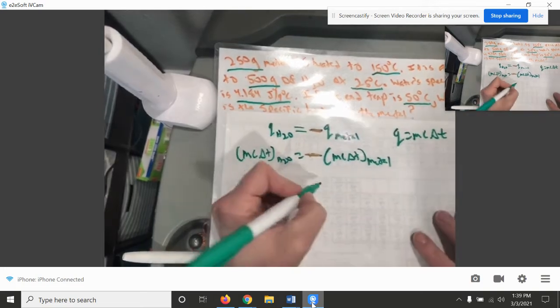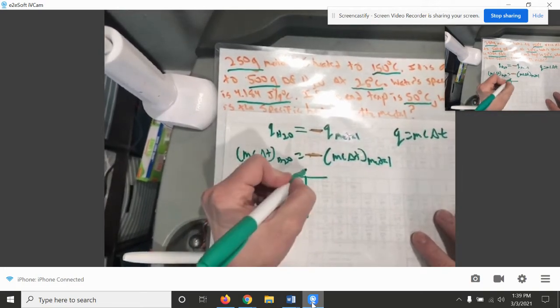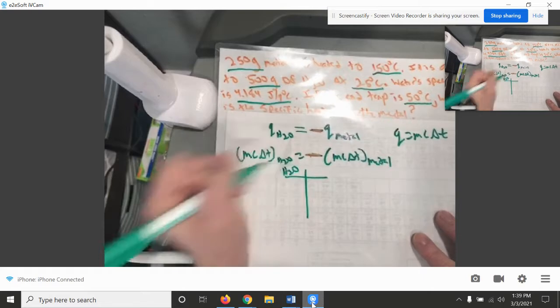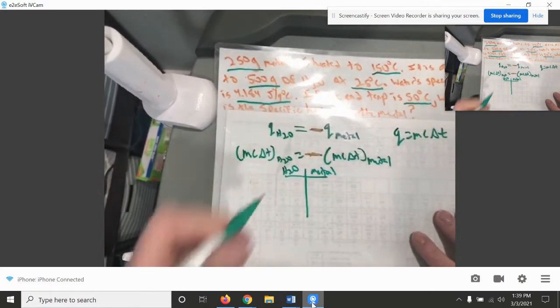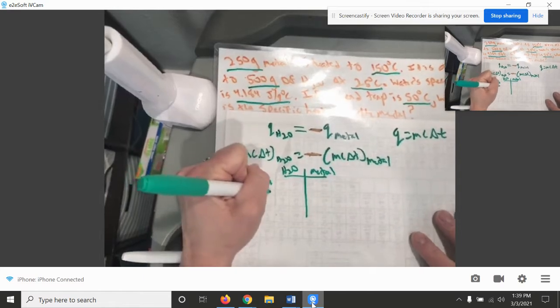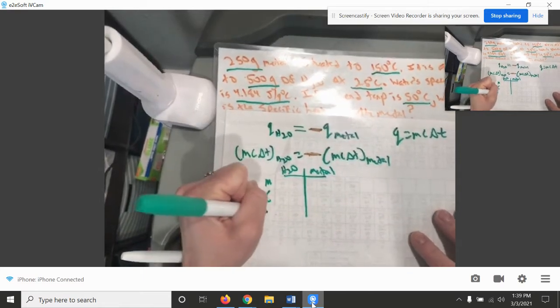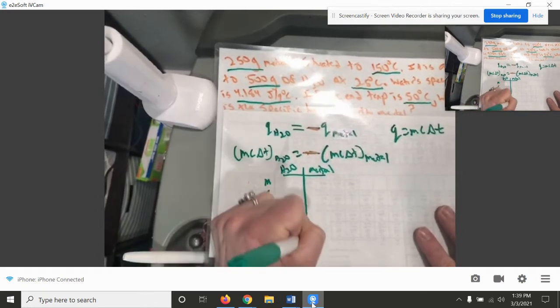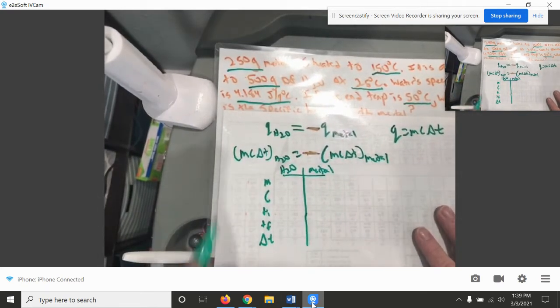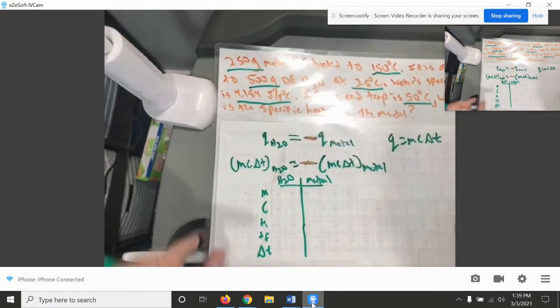So I recommend doing what I call a T-chart and having all the information for water on one side and all the information for metal on the other side. We're going to have to find an M. We're going to have to find a C. We're going to have a T initial and a T final, and we'll use that information to give us a delta T. I'm going to find all that information in an equation similar to the one I provided.